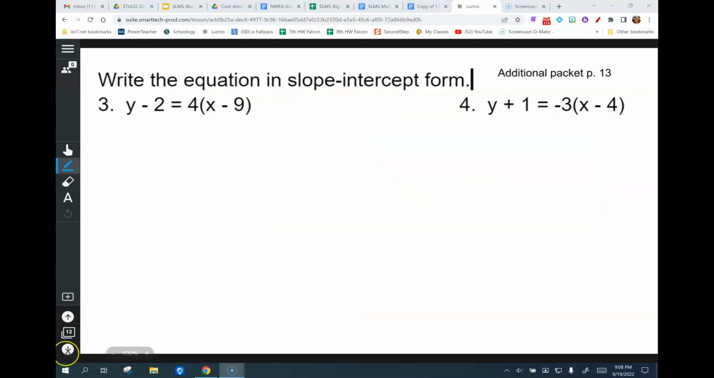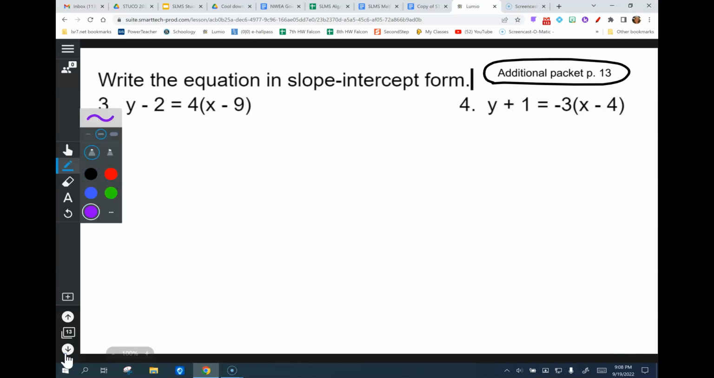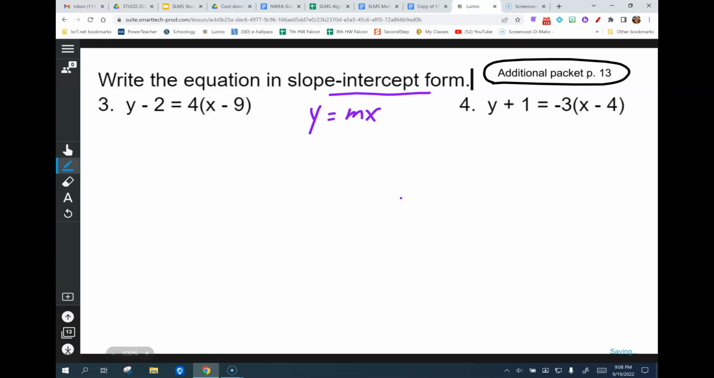Good. Now what we're going to do, this is something very common. I'm on the additional packets page 13 now. Go to the additional packets page 13, and you can do these right along with me. Okay, so we have to get the equation in slope-intercept form. Let's look at slope-intercept form again. y is equal to mx plus b. And this goes back to that whole point of literal equations. Remember when we have to get y all by itself? So that's what we're going for. We're going to get y all by itself.